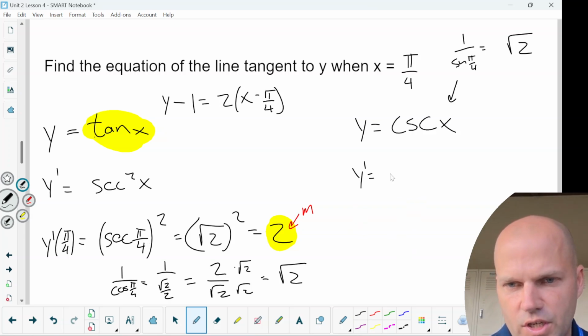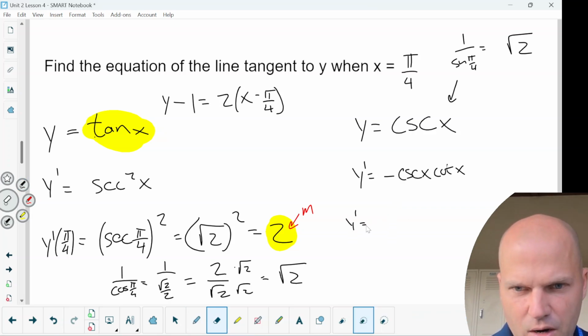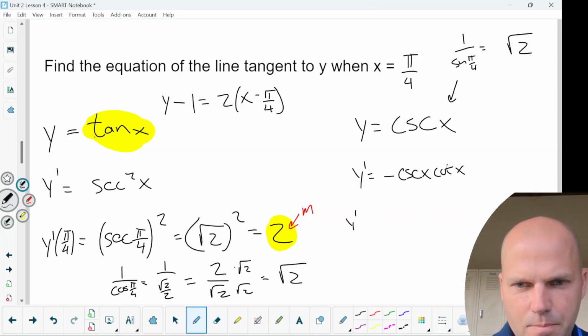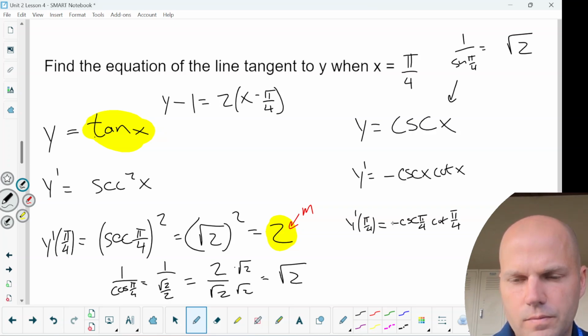The slopes of cosecant are negative cosecant times cotangent. That means if I want the slope of cosecant at pi over 4, I need to take a product. I need the cosecant of pi over 4 and the cotangent of pi over 4. Cosecant of pi over 4 is root 2, so this is negative root 2. Cotangent of pi over 4 happens to be 1. So I'd get that the slope is negative root 2.